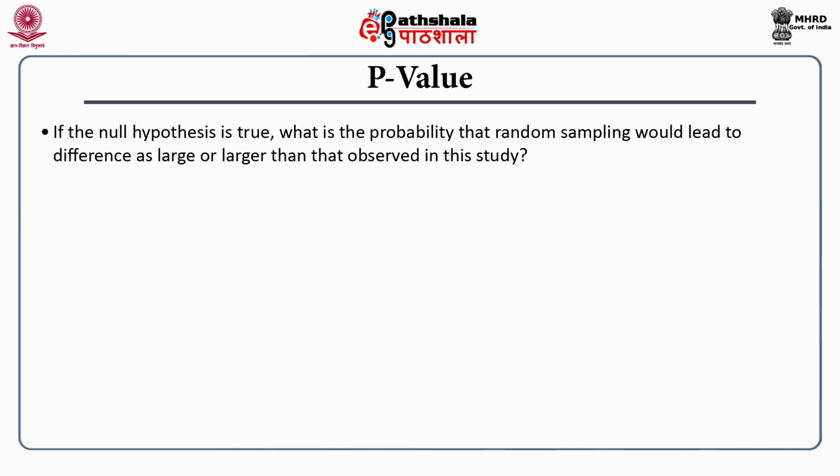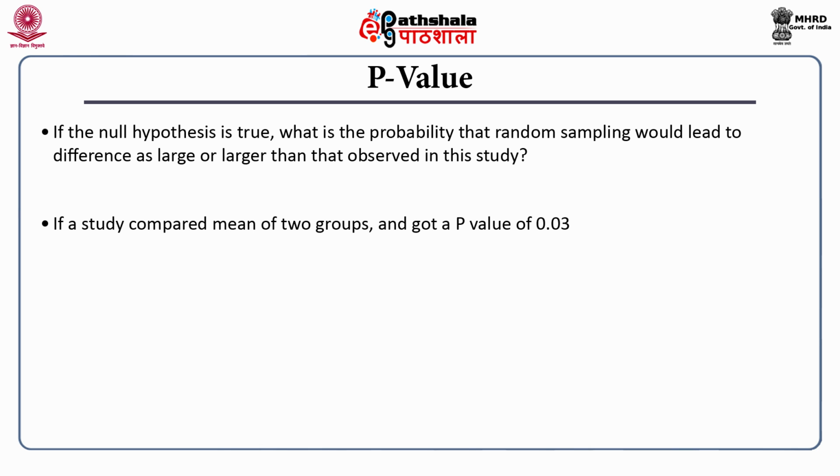Right. So given the null hypothesis is true, null hypothesis, as I explained earlier, means that there is not much significant difference between the two values. So there is no correlation or regression, right? So what is the probability that random sampling would lead to a difference as large or larger than that observed in this study? That is what the p-value is.